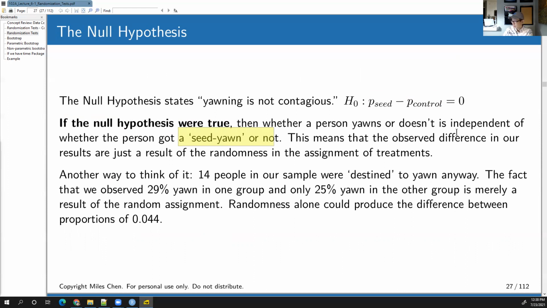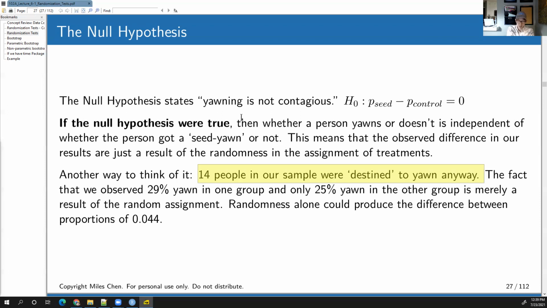So that means the difference that we observed, that difference of 4 percentage points, 29 versus 25%, could just be the result of randomness, right? The random assignment, okay? And so, yeah, one way to think of it is to just say, in our group of 50 people, 14 of them were, quote, destined to yawn, okay? It didn't matter that Carrie yawned right before they sat down or she didn't yawn right before they sat down. These people were just gonna yawn anyway, okay? And so whether they saw her yawn or not has nothing to do with it. These people were just gonna yawn anyway.